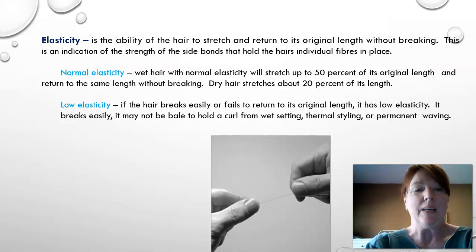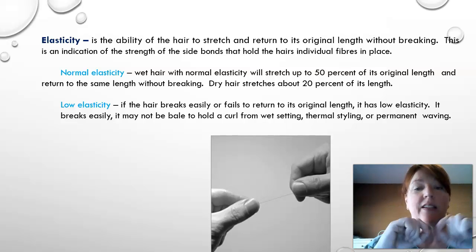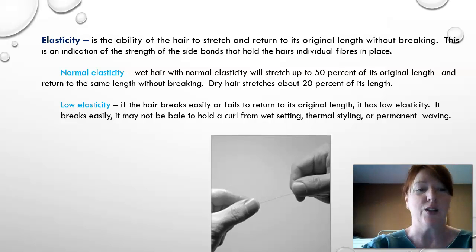Elasticity is the ability of the hair to stretch and return to its original length without breaking. So if you pull out a strand and you give it a pull and you let it go, it usually goes back. If it does not, it will snap, and that's not the good kind.